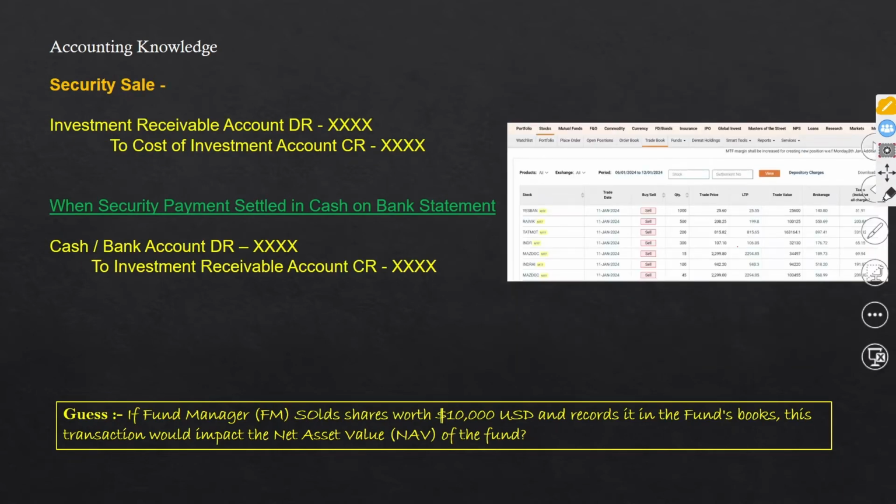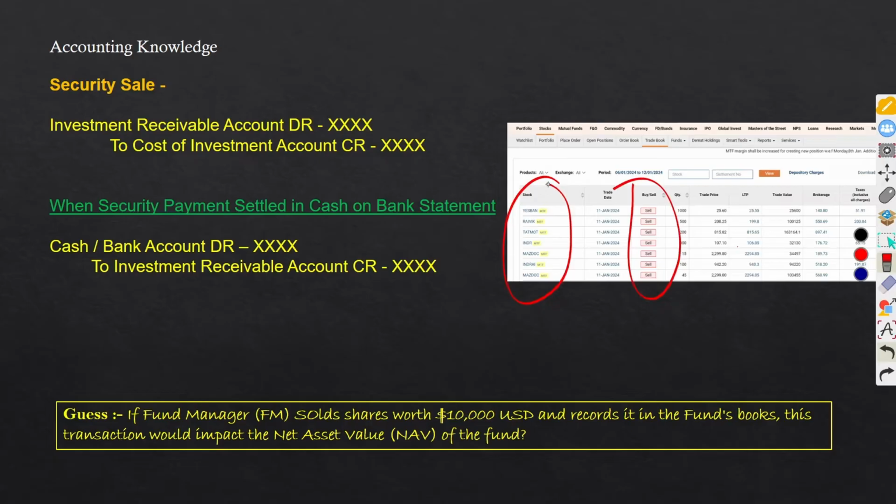So here we are talking about sell transactions again. In case of sells, see how it looks. Sell of transaction, it means the same. You can check it on the broker statement. The broker statement provides you information about sell transactions and everything. Security sell, it means on trade date what happened. On trade date you can record the transaction, as a journal entry you can prepare it: investment receivable account debit, cost of investment account credit.